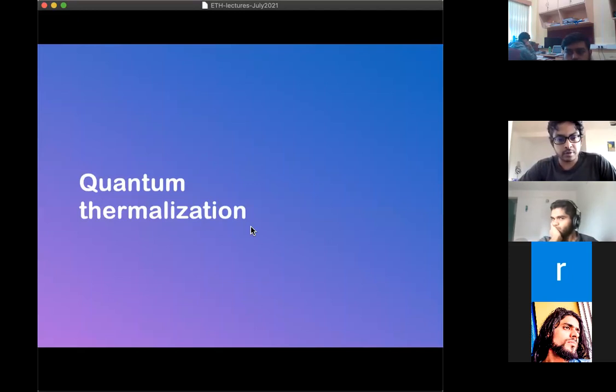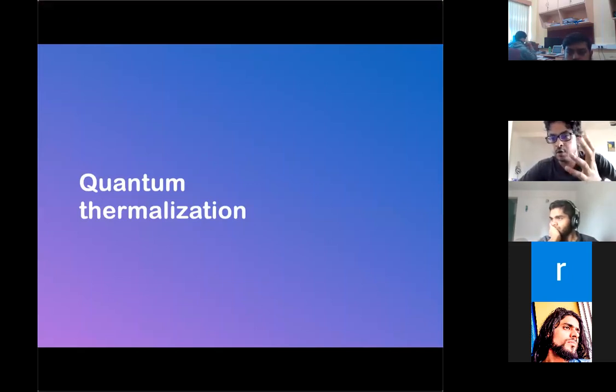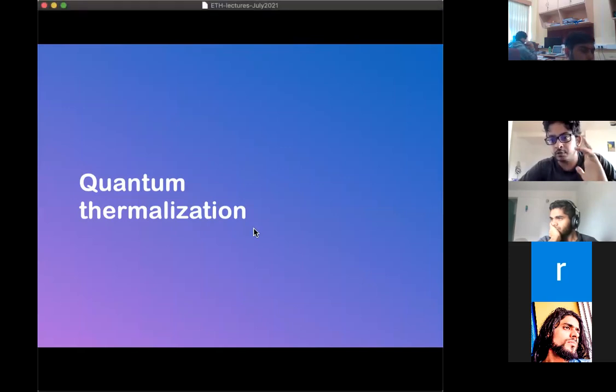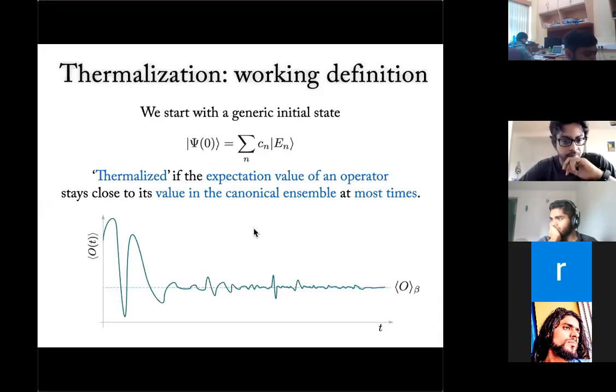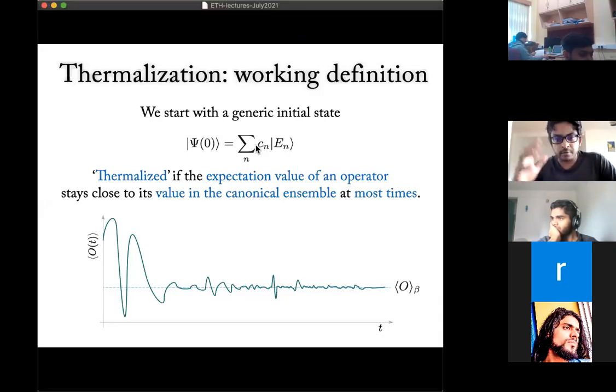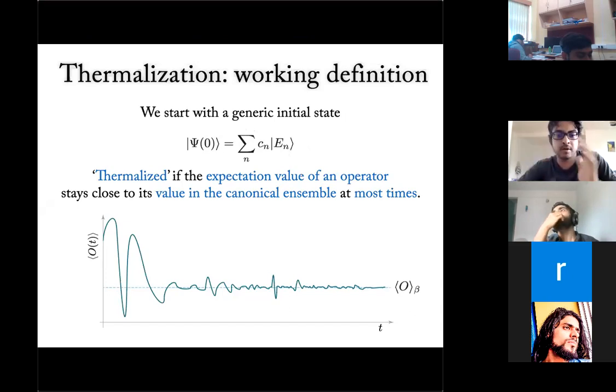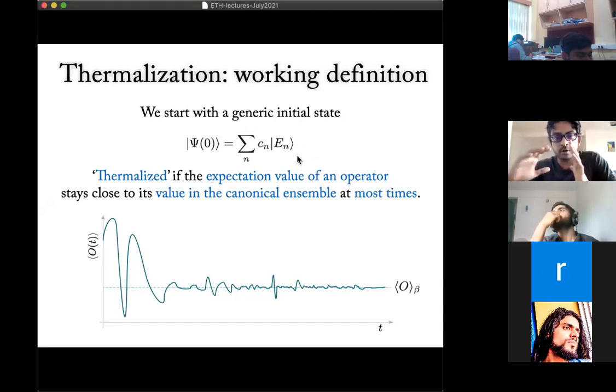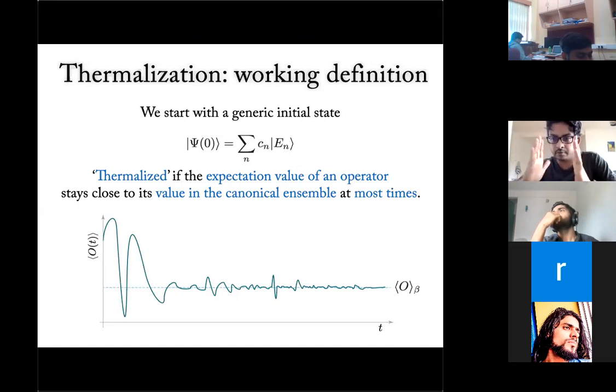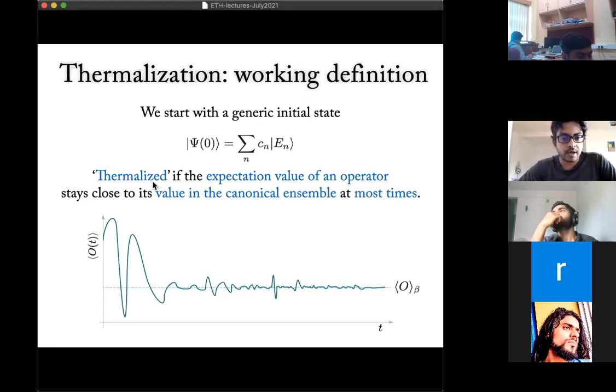So I move on to the next topic, which is quantum thermalization. We'll use most of these ideas in order to formulate the eigenstate thermalization hypothesis. This is a reminder from yesterday: what is the working definition of thermalization? We start with a generic initial state, which is a linear combination of energy eigenstates, and if you want your system to thermalize, it's good to keep the superposition as a sum over states within a small window of energy eigenvalues. Then we say our observable has thermalized if the expectation value of this operator stays close to its value in the canonical ensemble at most late times.